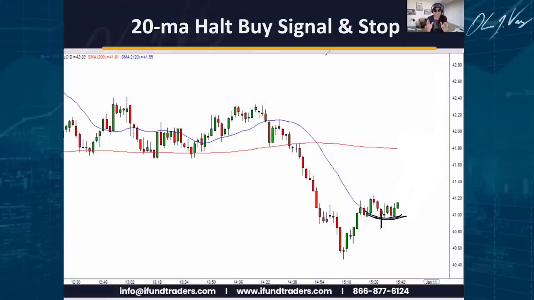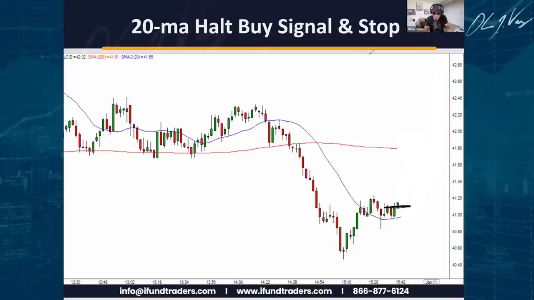Now, after the catch, what you need is for a green bar to take out the high of a solid red bar. What's the most recent solid red bar? It's right here, right? You see that? Now that we have the halt, as soon as the first time a green bar trades above, I'm going to erase this so you see it clearly. Once a green bar trades above the high of its most recent solid red bar, boom, no questions asked.